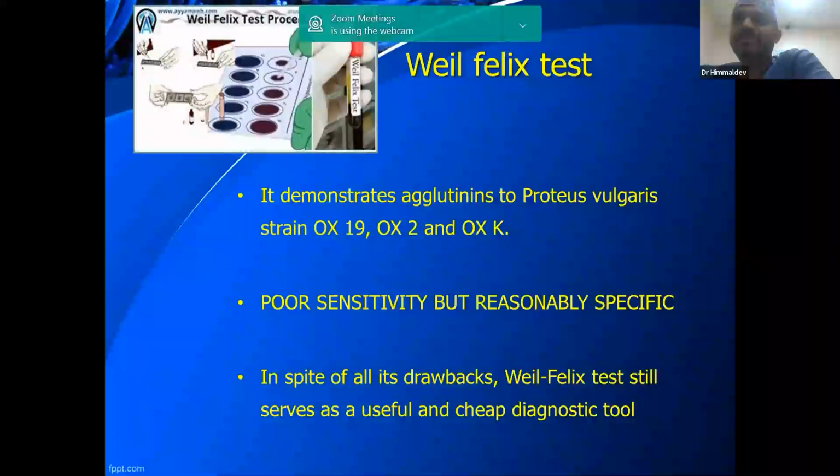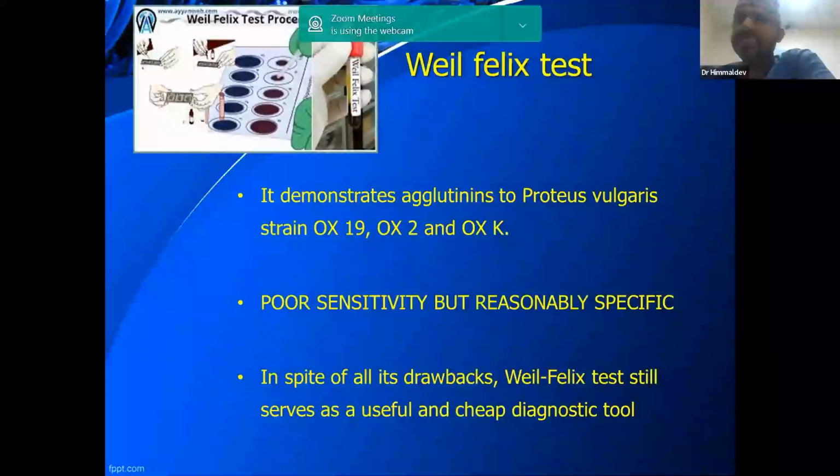So this is what Weil Felix does. We don't go into the detail. It has a poor sensitivity, but it is reasonably specific. So after 1 week, if there is a rise in titer, we can trust this. But remind you, Weil Felix can be false positive if the patient has been vaccinated previously, if he has a urinary tract infection with Proteus, or if he has typhoid, infectious mononucleosis, or brucella infections. So it has to be compared with clinical presentation as well as signs and symptoms and correlated well.